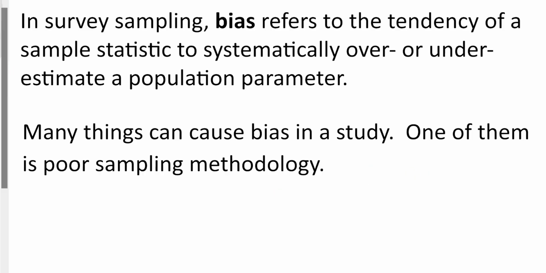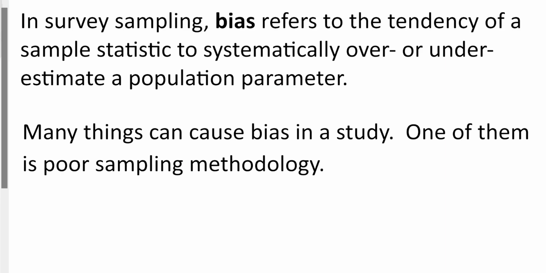Now let's talk about something else. Bias is a big word that we're going to use in this unit, because in survey sampling, bias refers to the tendency of a sample statistic to systematically over or underestimate a population parameter. So it's something that's causing the numbers to be wrong. It does not have to do with personal opinion like we think of with bias. It has nothing to do with that. This has to do with what is causing our data to be wrong.